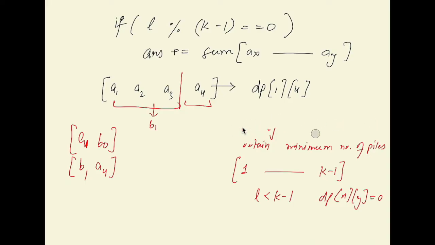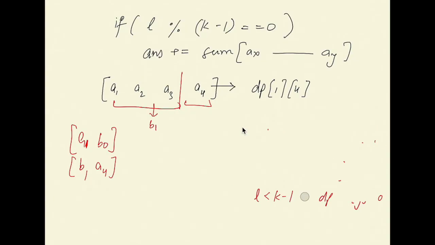So which means that if any of the split, for example A4, does not have a sufficient number of piles, only one pile, then we don't merge, we keep it as it is, and we don't even add the cost of that.